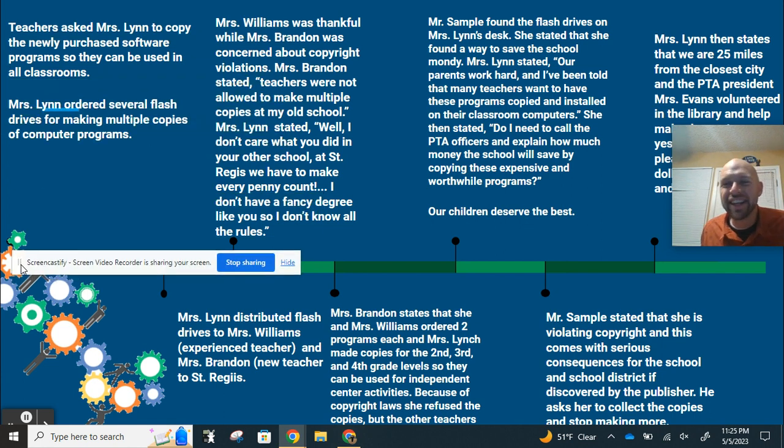So teachers then asked Mrs. Lynn to copy the newly purchased software program so it can be used in all classrooms. Mrs. Lynn ordered several flash drives for making multiple copies of computer programs and said, okay, you asked for it, I'm going to do it. So Mrs. Lynn distributed the flash drives to Mrs. Williams, an experienced teacher, and Mrs. Brandon, a new teacher at St. Regis. So Mrs. Williams was thankful while Mrs. Brandon was concerned about copyright violation.